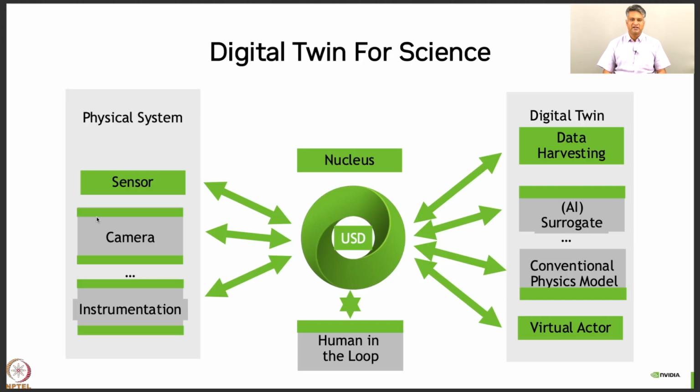So data is being harvested from existing physical systems and then interpolated using AI as a surrogate. Here we use conventional physics models as well. So if you're able to build a full stack digital twin of any process, for example a power plant, then it is very useful to do simulations.